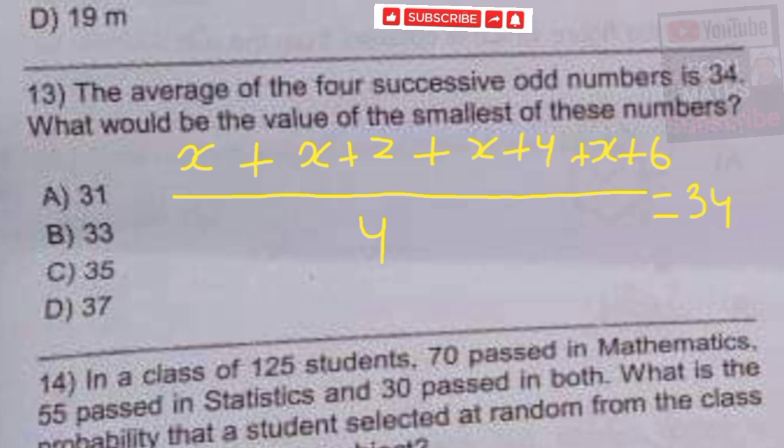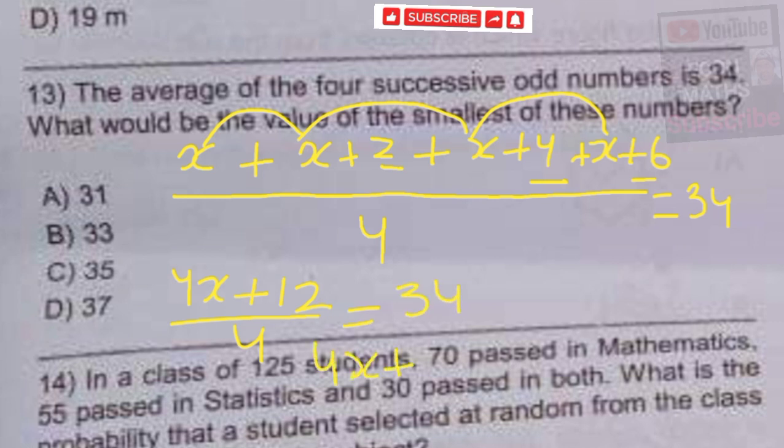Now solving this, x plus x plus x plus x comes out to be 4x. 4x plus 2 plus 4 plus 6, that is equal to 12, divided by 4 is equal to 34, or 4x plus 12 is equal to, now multiplying 4 to 34, 4 4s are 16, 4 3s are 12 and 1, so 136. So we got 4x plus 12 is equal to 136, or 4x is equal to 136 minus 12. So this is the relation here.